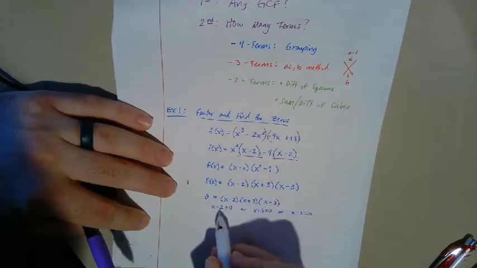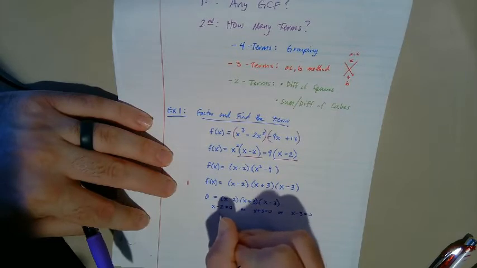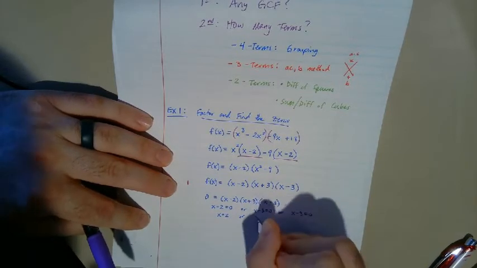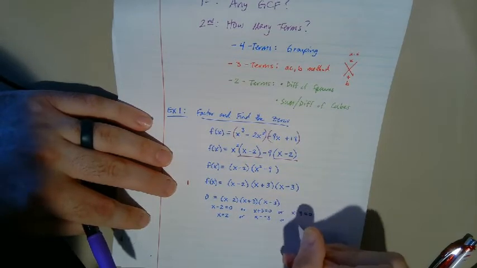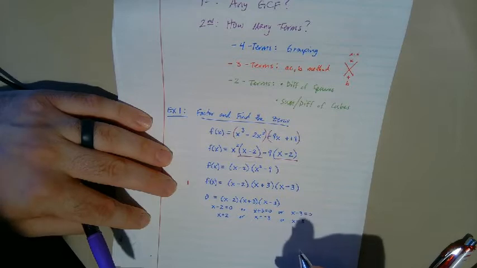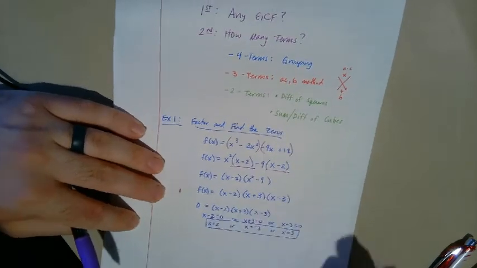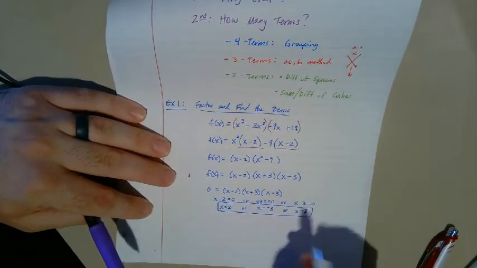And so really these are just now one-step equations. We're solving for x. Go ahead and add 2 to both sides here. You would get x equals 2. Here you would subtract 3 from both sides, so x is negative 3. Here you would add 3 to both sides, so x is positive 3. And there we go. So there's our first example. We factored it, and then we found the zeros.